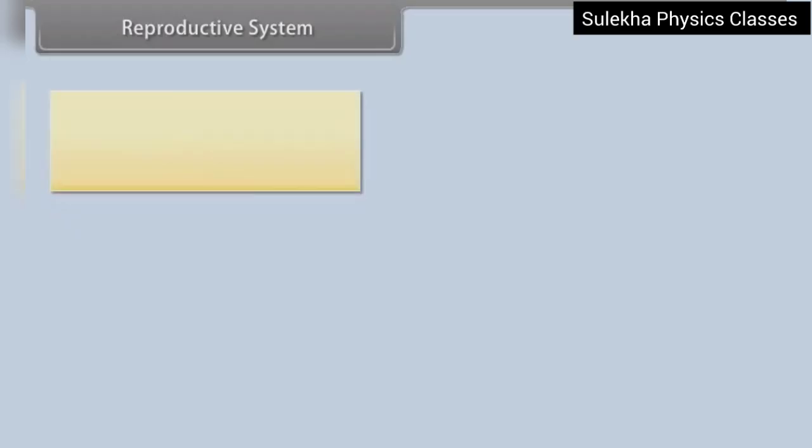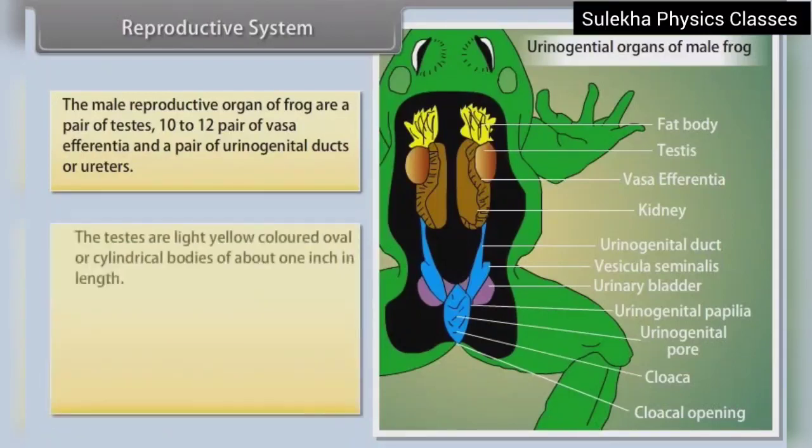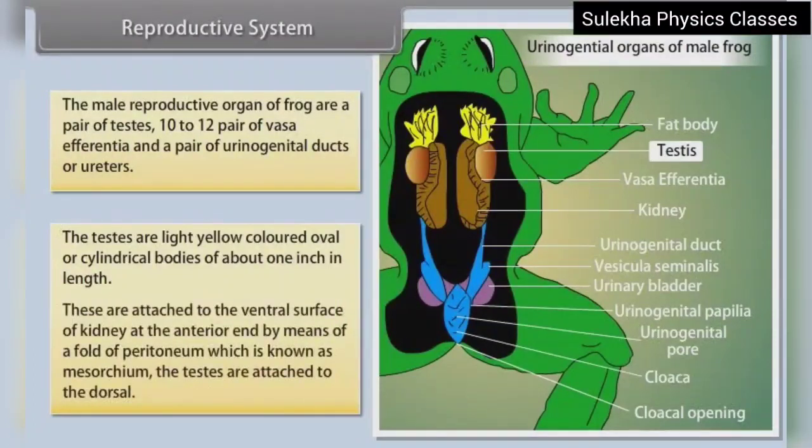Reproductive system. The male reproductive organs of frog are a pair of testes, 10 to 12 pairs of vasa efferentia, and a pair of urinogenital ducts or ureters. The testes are light yellow-colored, oval or cylindrical bodies of about 1 inch in length. These are attached to the ventral surface of the kidney at the anterior end by means of a fold of peritoneum, which is known as mesorchium.